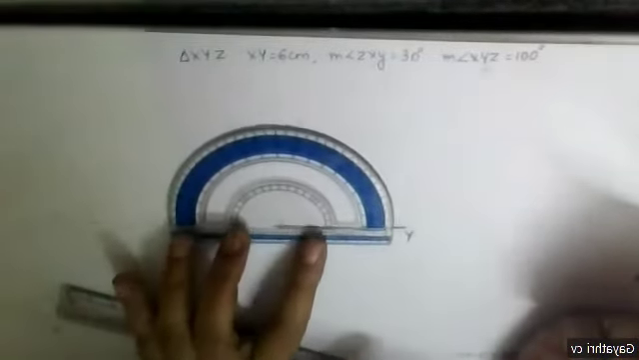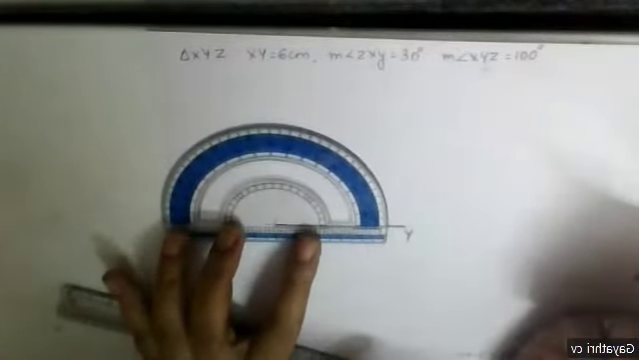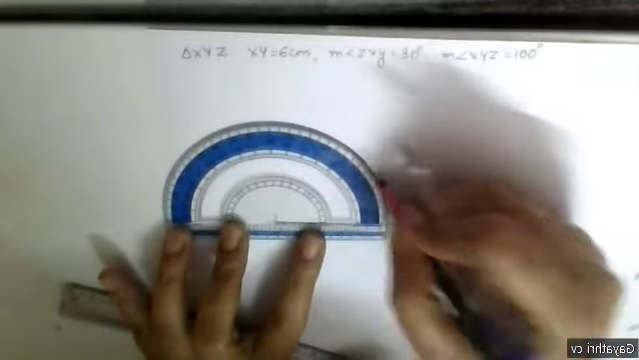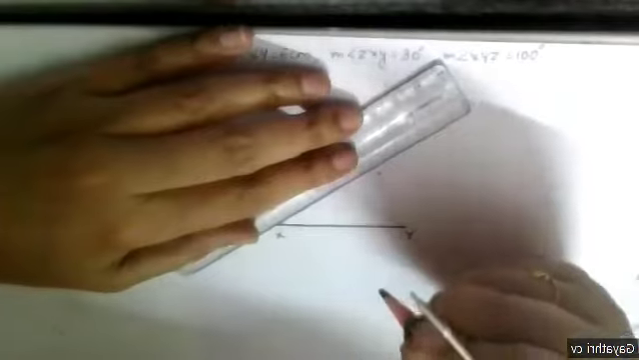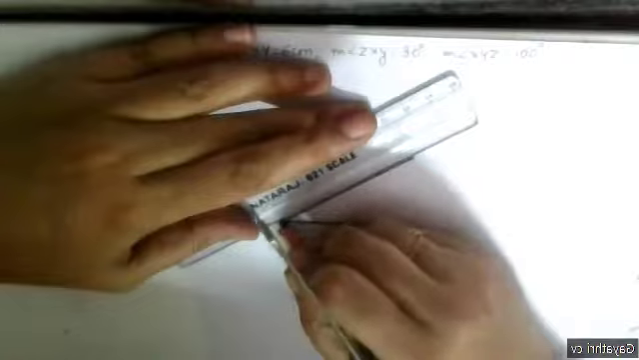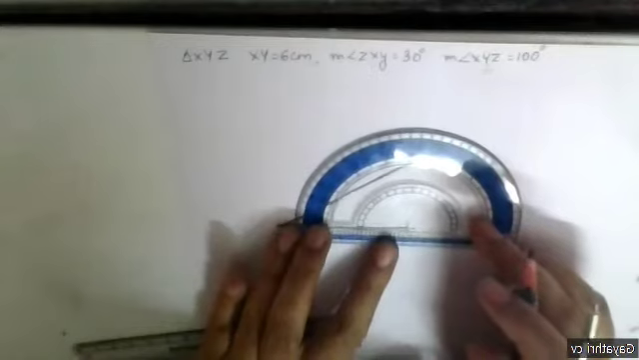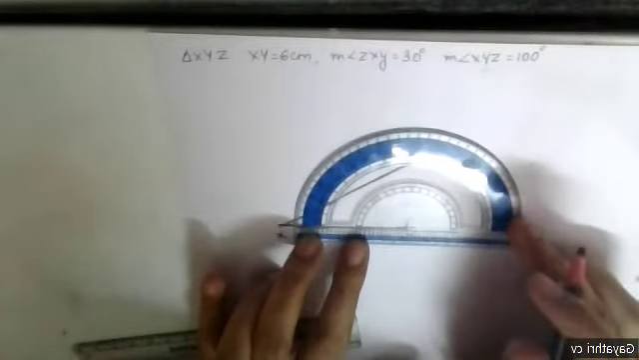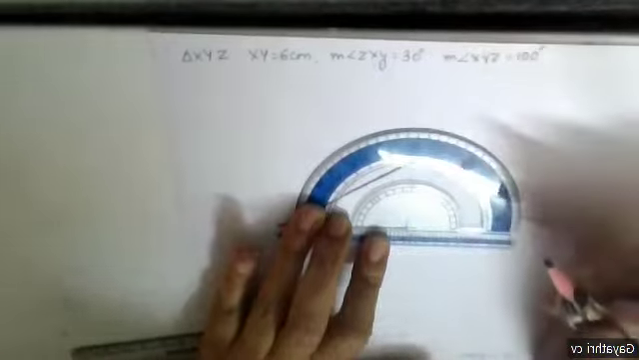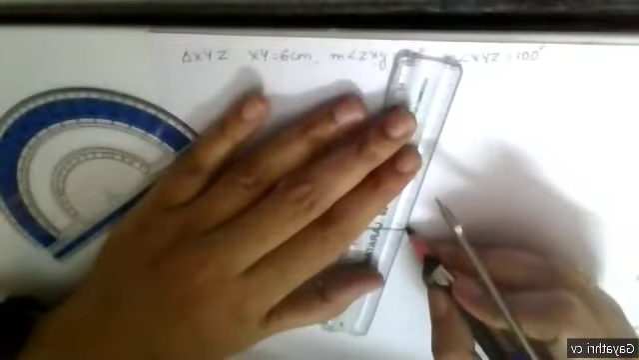Now, with X as center, I know the angle with X as vertex measures 30 degree. So with X as center, let me measure 30 degree in my protractor and then join this. Same way, the angle with Y as center measures 100 degree. So with Y as center, let me measure 100 degrees. So it's an obtuse angle, right? So it's going to come here and it's going to be like this.